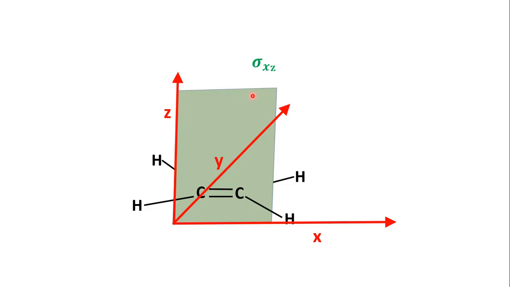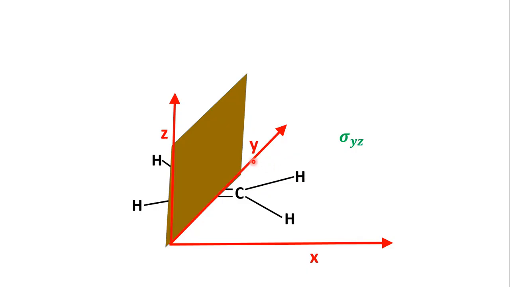Sigma xz is the vertical plane that is perpendicular to the molecular plane, which cuts through the C double bond C. These two CH bonds are projecting towards us, whereas these two CH bonds are projecting away from us. Sigma yz is the plane that is cutting across the C double bond C, bisecting the C double bond C. You find the two CH bonds on the right side. On the left side of the plane you find the two CH bonds.